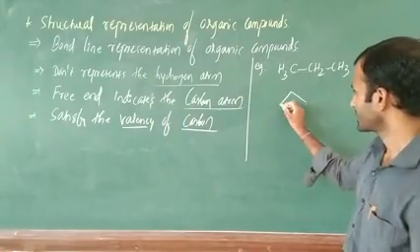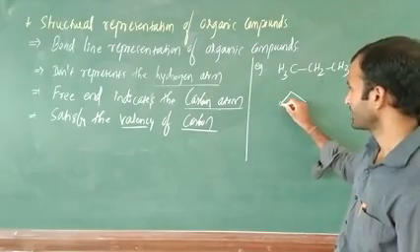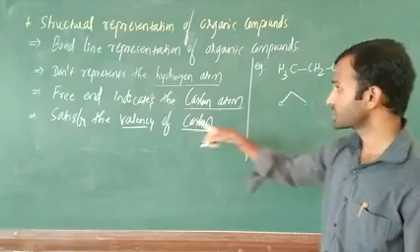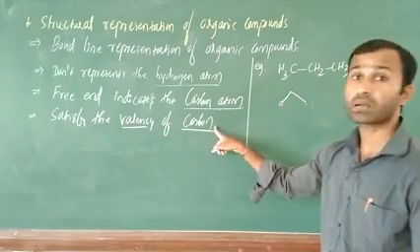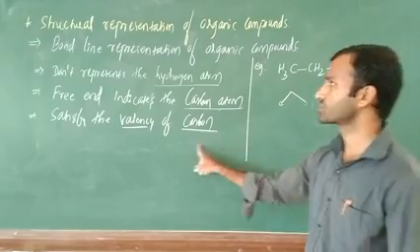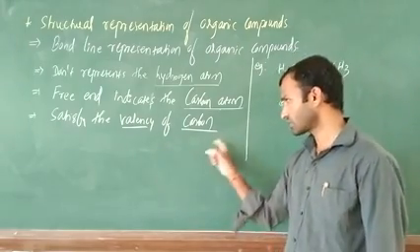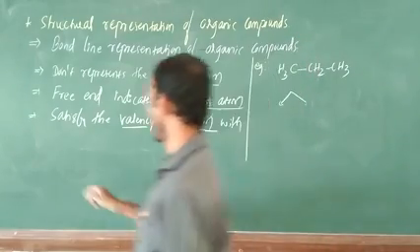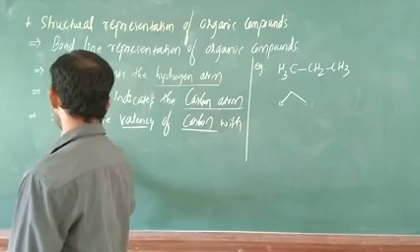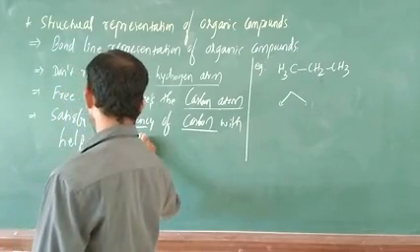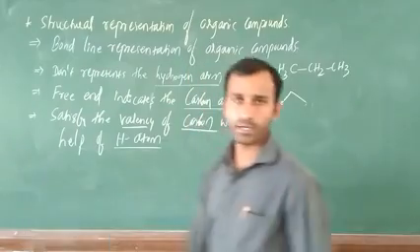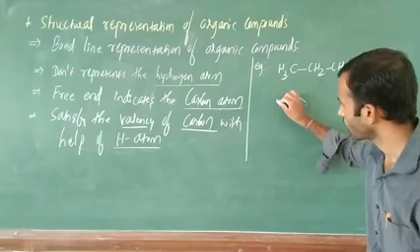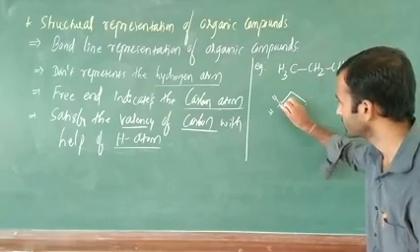In this case, the free end indicates the carbon atom. This carbon atom satisfies the valency of carbon with the help of hydrogen. I am going to write with the help of hydrogen atoms. Just see here, this carbon contains how many hydrogens? 3: 1 hydrogen, 2 hydrogen, 3 hydrogen.